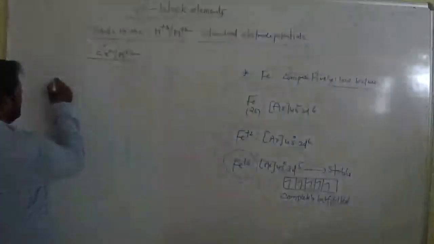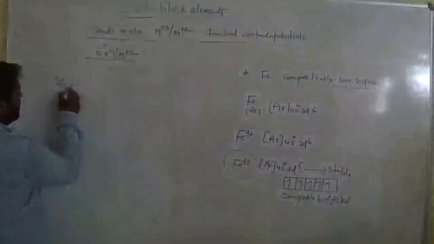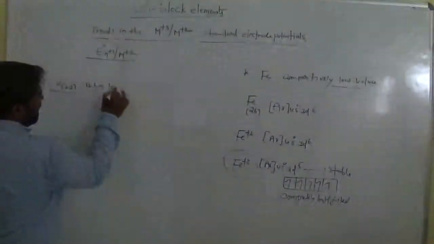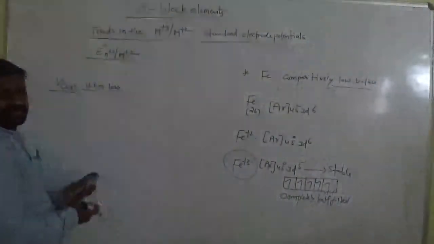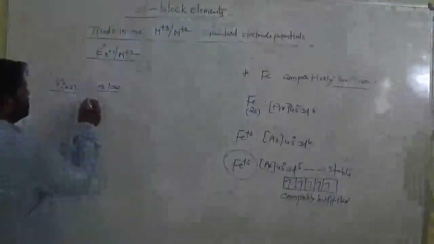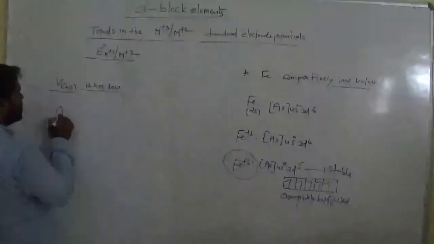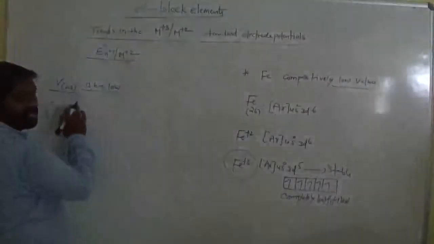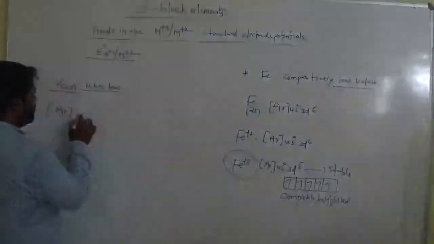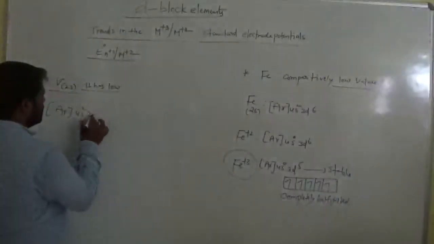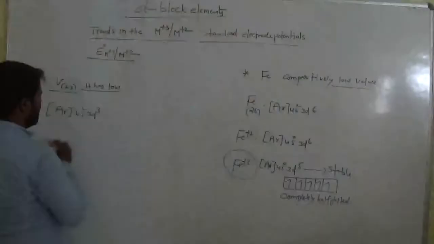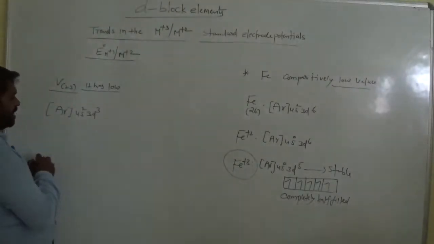And what about vanadium? Its atomic number is 23. It has low standard reduction potential values. That means it acts as a good reducing agent. Okay, write the electronic configuration of scandium, titanium, vanadium, 21, 22, 23. Okay, clear? So argon 4s2 3d3. Am I right? 3d3.